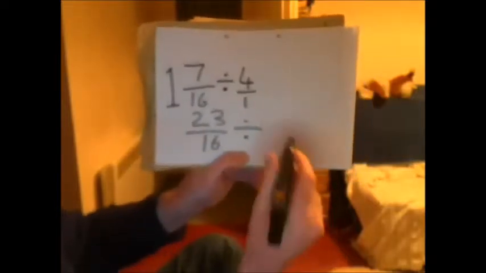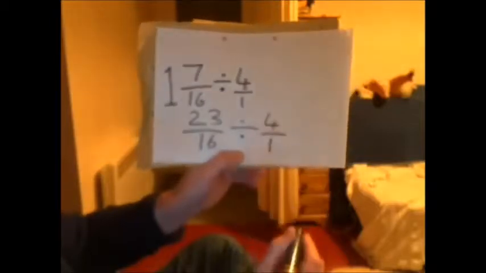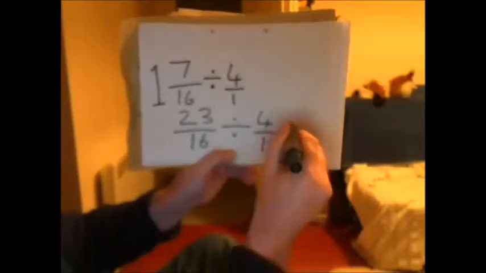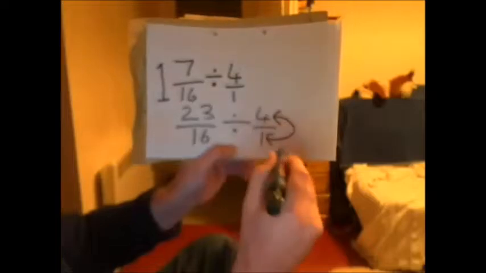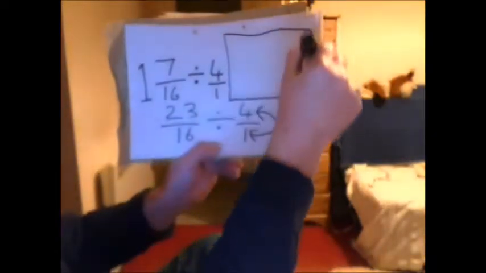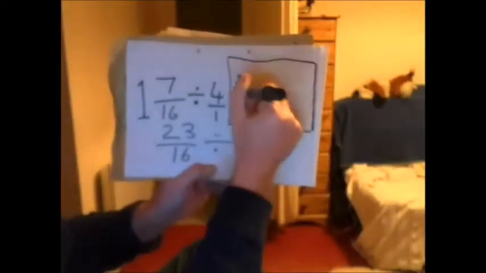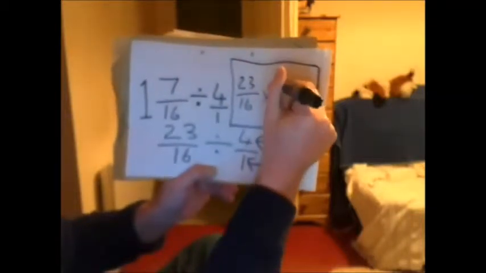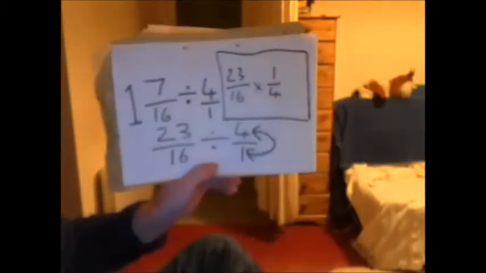However, what we've got to do now is we've got to change the denominator, put it up there, and vice versa, and then turn it into a multiplication. It's as simple as that. 23 over 16 times 1 over 4. Okay, that changes round.